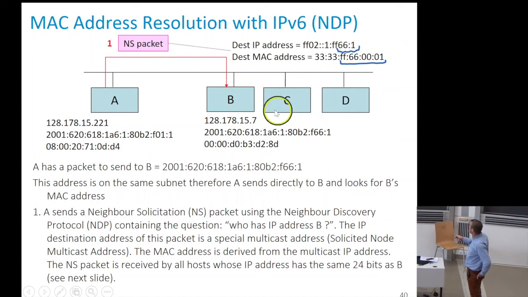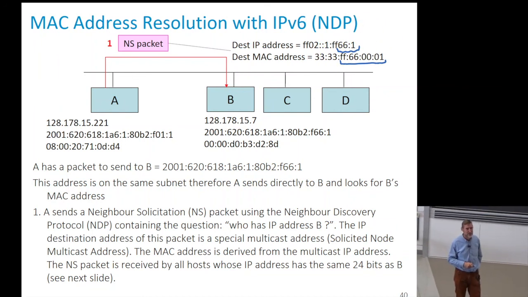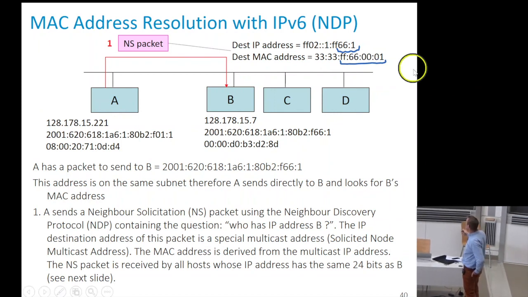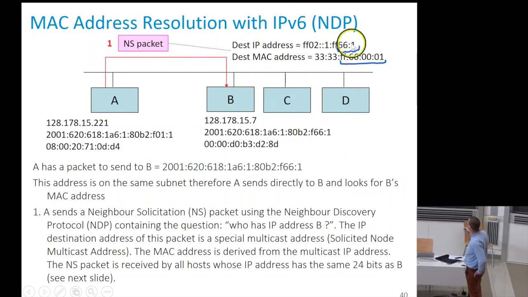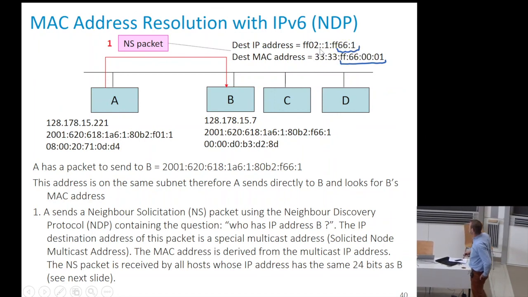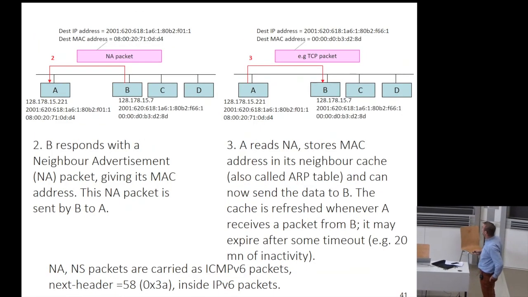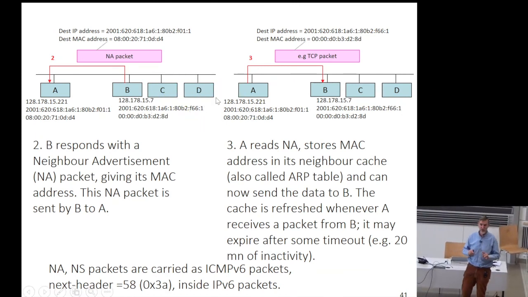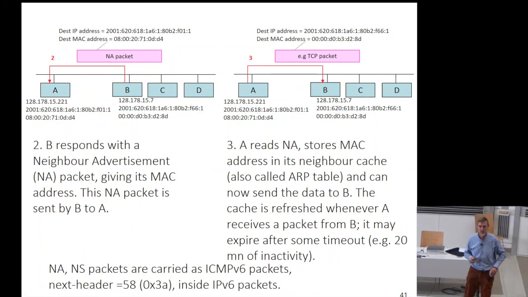This packet is received by all systems that subscribe to this multicast group. We will see that in order to receive a multicast packet, not broadcast, multicast, you need to subscribe to the multicast group. And by default, if you own an IPv6 address, you must subscribe to the group of the solicited node multicast address here. So B will receive it. Any sniffer who is cheating might also receive it. There's no authentication at this stage here.